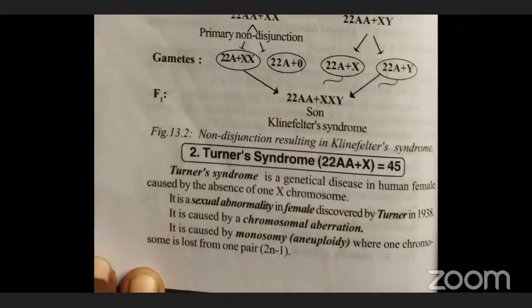Genetic disease in humans. Turner syndrome is affected in a female by the absence of one X. In Klinefelter syndrome, there is an excess of one chromosome. Here, Turner syndrome is the absence of one X chromosome. So Turner syndrome is a sexual abnormality in females.